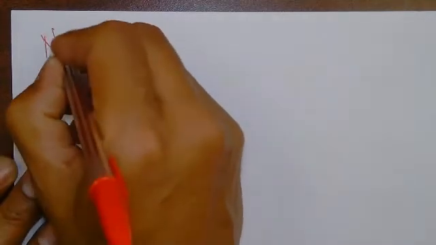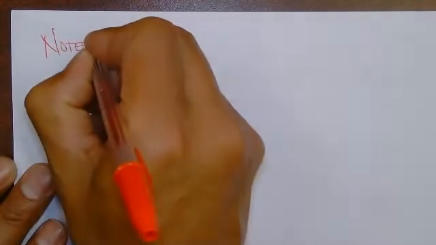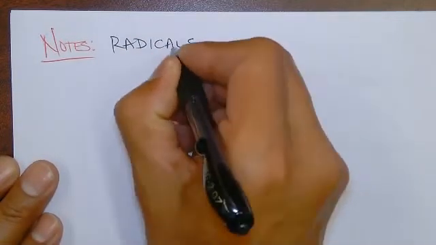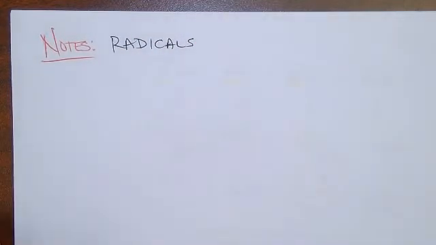Okay, here we go. Notes. We're on the section of radicals. We learn to multiply radicals, divide radicals, add and subtract and simplify radicals.